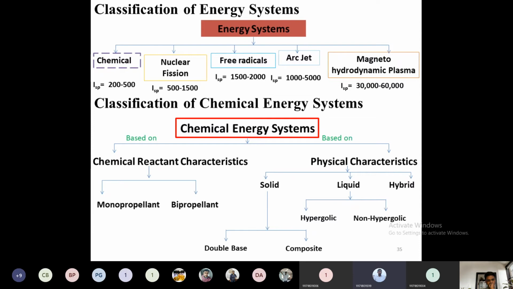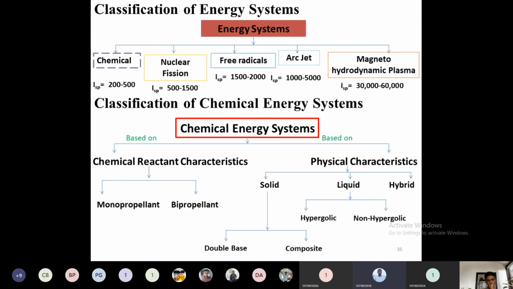And another example would be PBAN. It is highly used by ISRO rockets. In ISRO rockets, it is called, sorry, it's called hydroxypolybutadiene.